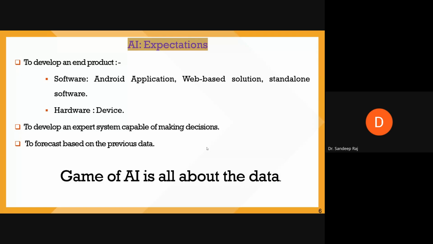So what we expect from this lecture or this topic is that we develop a model and deploy it to the public, either in the form of an Android application or a web-based solution, or we can develop standalone software like Microsoft Office also. For remote locations where internet facility is not available, we can deploy it either in the form of a dedicated device, or we can use standalone software, because the Android application and the web-based solution can be accessed using the internet only. So for remote places, we can go for standalone software or a hardware device.